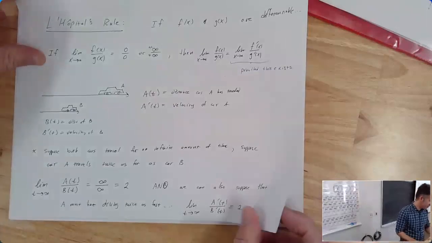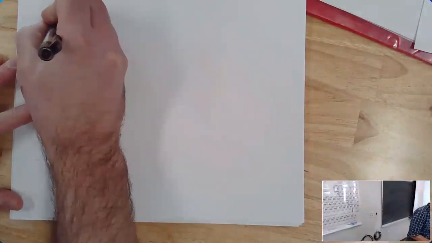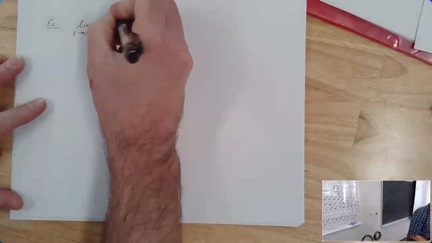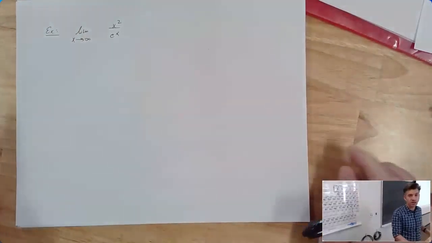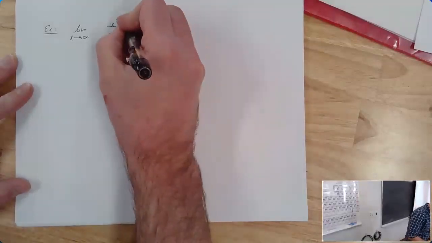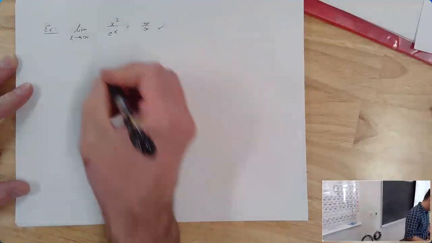Let's look at some examples. So let's look at, say, the limit as x approaches infinity of x squared over e to the x. And you should always think about it. If you're thinking about using L'Hopital's rule, you should first think about, can I use L'Hopital's rule? What kind of indeterminate form is this, or is it an indeterminate form? In this case, I have an infinity over infinity. Great, so I can use L'Hopital's rule.